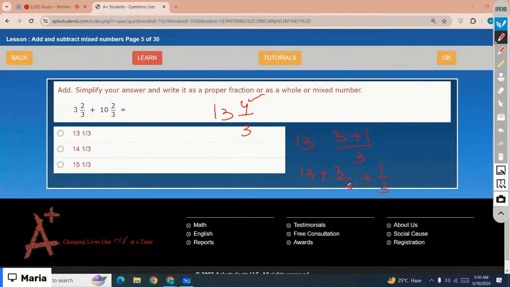So 3 over 3 is 1. That is the reverse process we do for subtraction. 13 plus 1 is 14 whole 1 over 3, the correct option. Got it? The correct option is 14 whole 1 over 3. That's the reverse operation. It's the same way you do for subtraction. Now you have to do the reverse way for the addition. Got it? So the correct option is 14 whole 1 over 3. Got it, everyone?